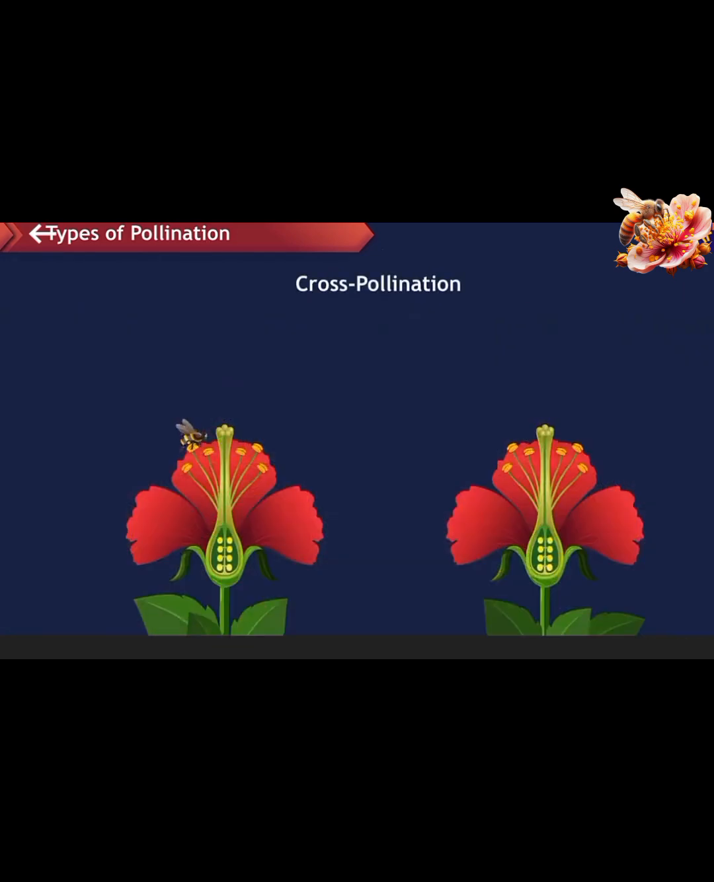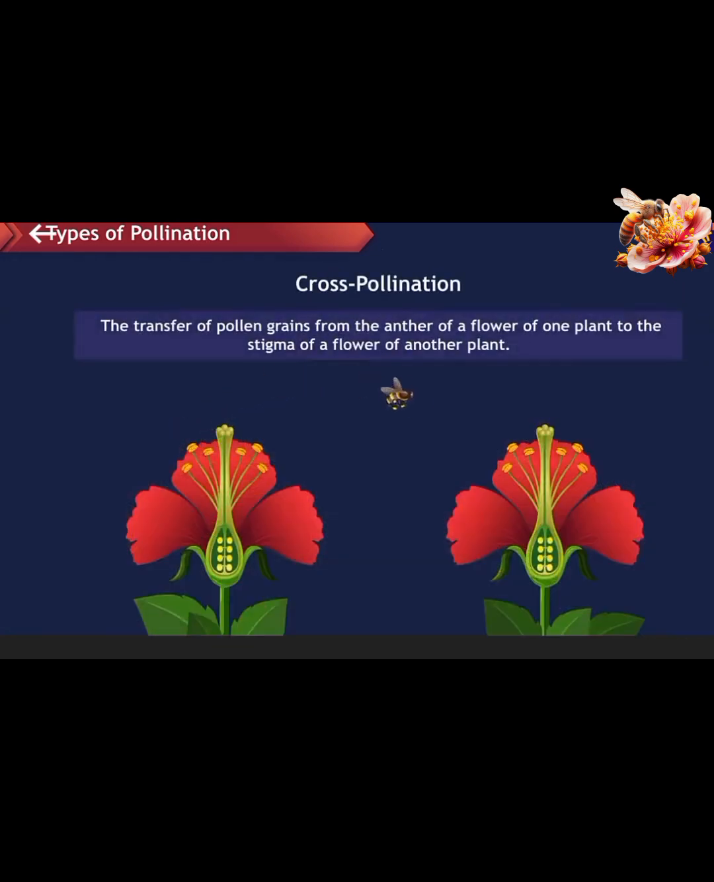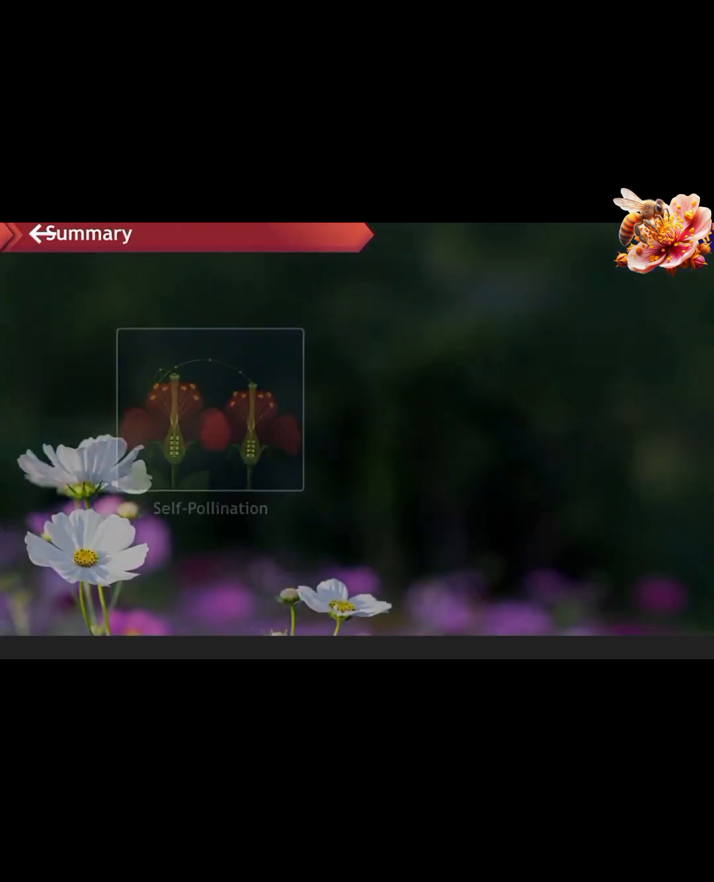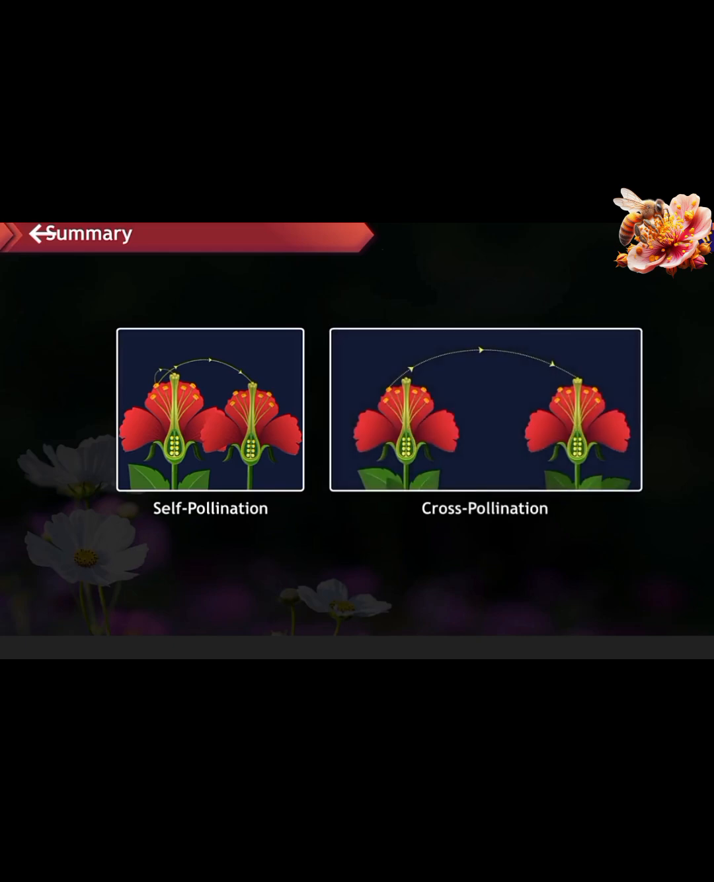In cross-pollination, the transfer of pollen grains occurs from the anther of a flower of one plant to the stigma of a flower of another plant. Cross-pollination occurs in plants such as daffodils and apples. So today we learned how self-pollination and cross-pollination take place.